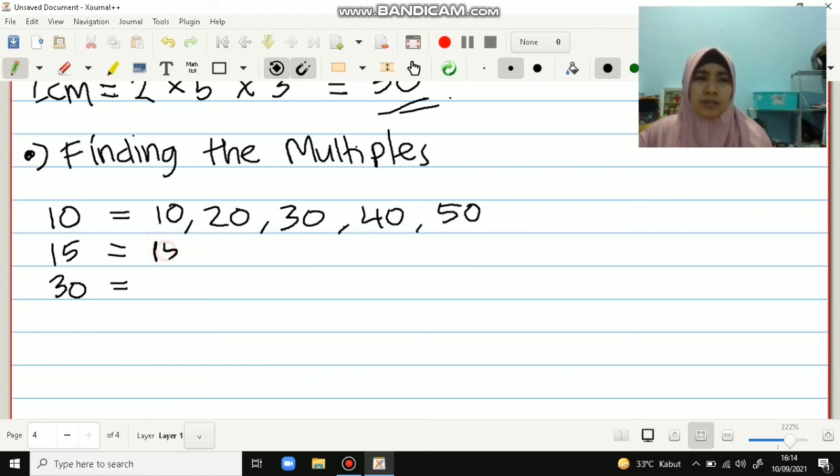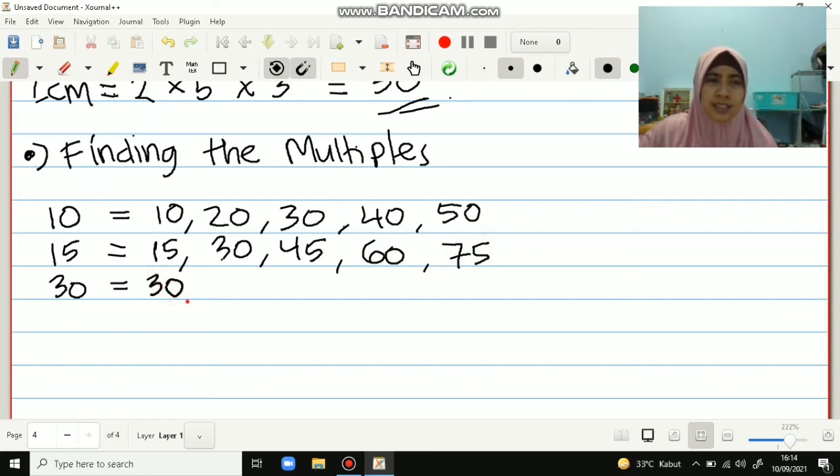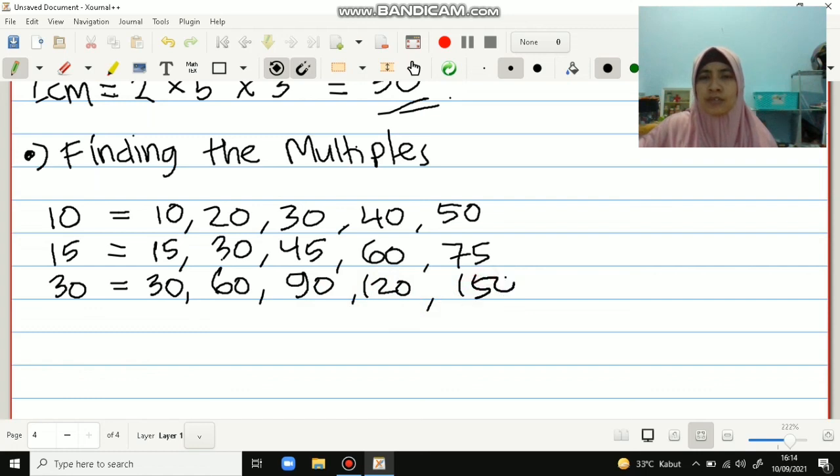15. Multiples. The first multiple is 15, the second is 30, the third is 45, the fourth is 60, and the fifth is 75. 30. The first is 30, the second is 60, the third is 90, the fourth is 120, and the fifth is 150. Have you found the common multiples?